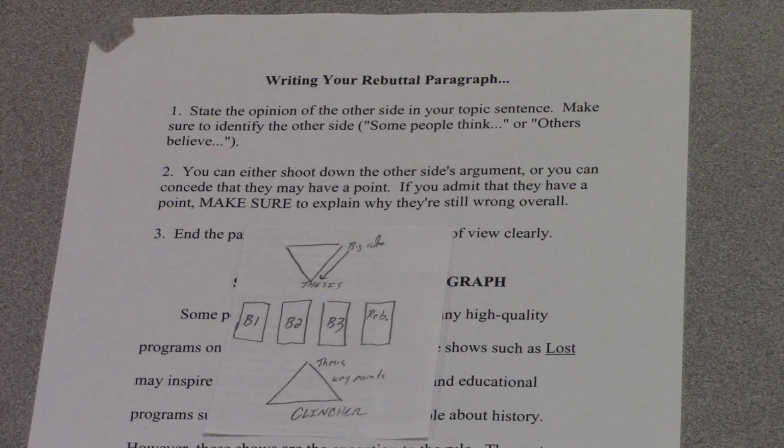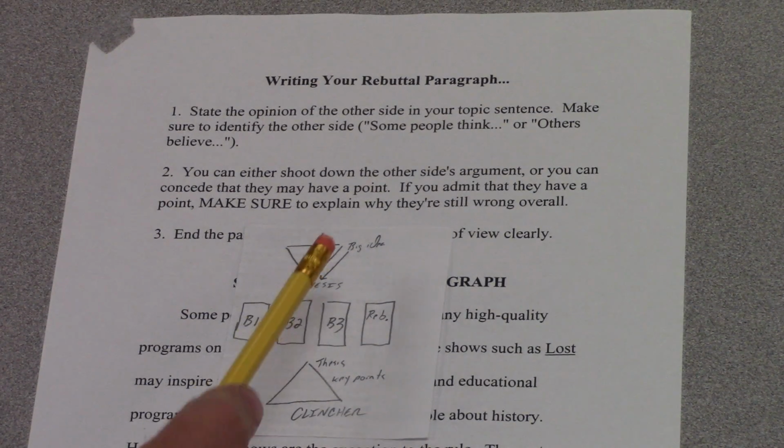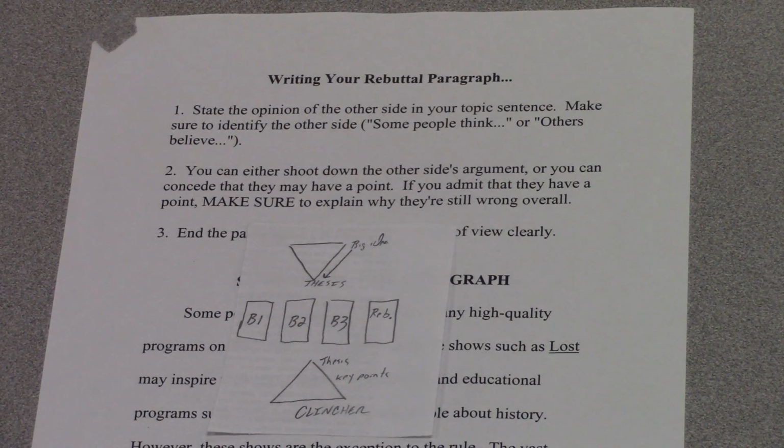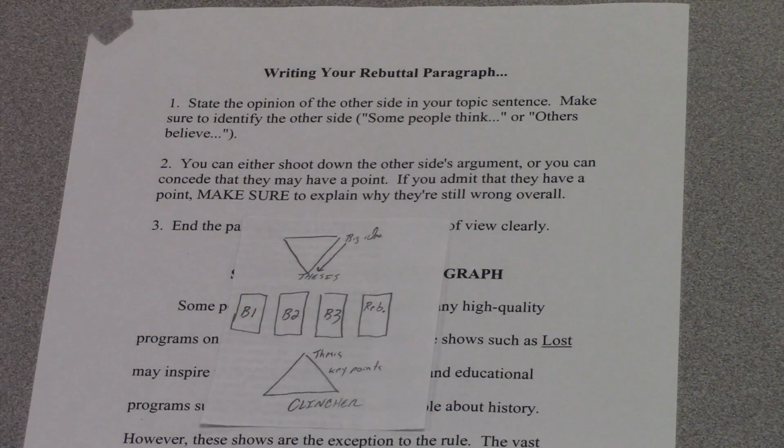All right, at this point, we did our organizer, we did our opening paragraph, we did body 1, body 2, body 3. We're down to our rebuttal and our clincher. We should have hopefully about 7 or 8 minutes left at this point to do a quick rebuttal and then go right into a quick conclusion at this point. So we're about 23 minutes in.